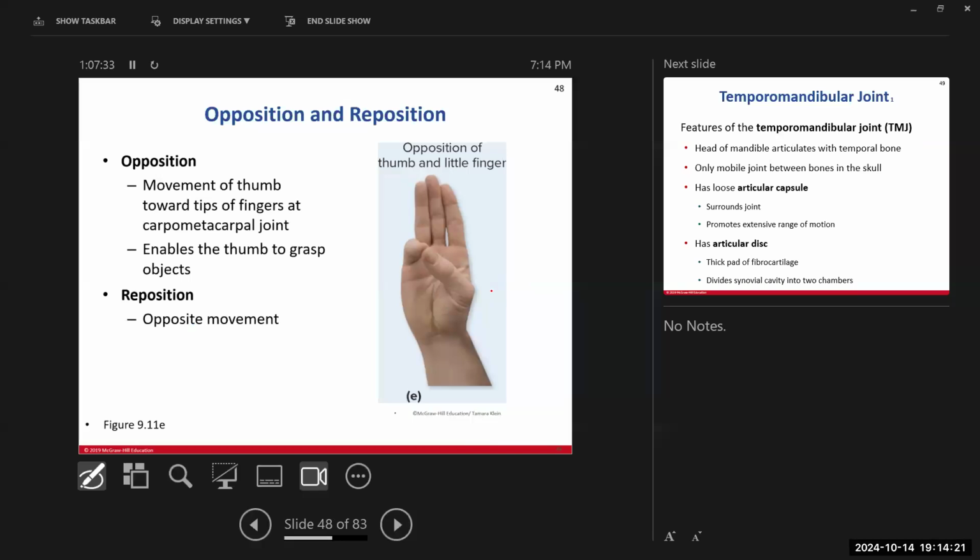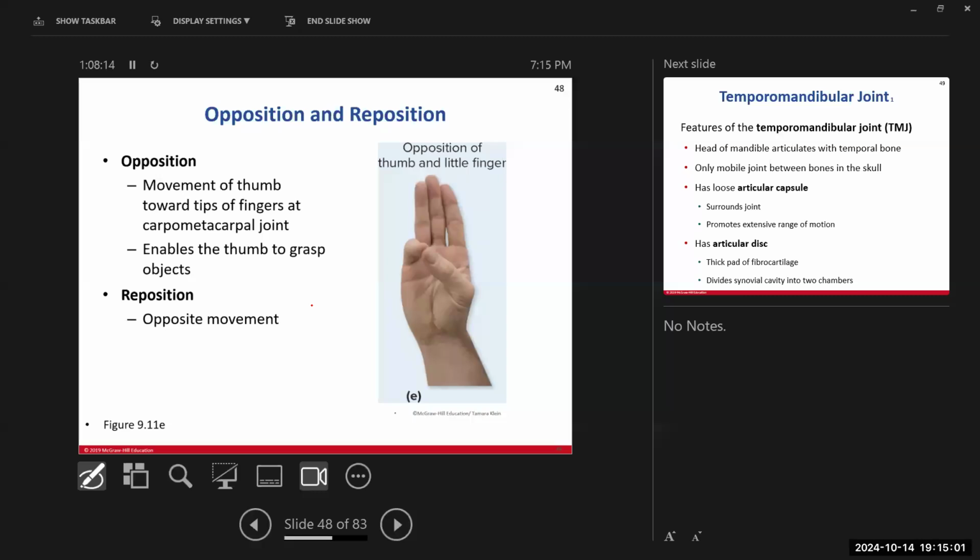And then we have opposition and reposition. Again, this is pretty much going to be for the thumb. Keep in mind when we're talking about opposition, because we're one of the few primates that can actually do this maneuver, you can take your thumb and touch your pinky with it. And so that is going to be opposition. And then when you go back to that anatomical position, when you pull that away, that is reposition. Nothing really exciting about opposition and reposition.